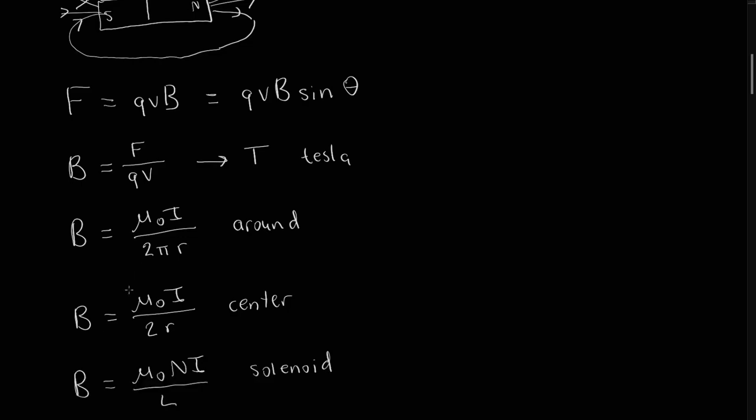Now, if we're trying to find the magnetic field of a solenoid, we'll use the formula mu naught times n, which is just the number of turns, times I, which again is the current, all over L, or the length of the solenoid.